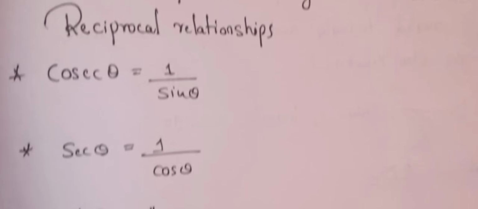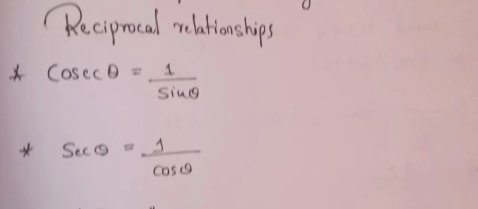As we know, we have six trigonometric ratios. Now let's discuss the reciprocal relationships. First, cosec theta is equal to 1 divided by sine theta, sec theta is equal to 1 by cos theta, and cot theta is equal to 1 by tan theta. We can also write sine theta is equal to 1 divided by cosec theta, cos theta is equal to 1 divided by sec theta, and tan theta is equal to 1 divided by cot theta.